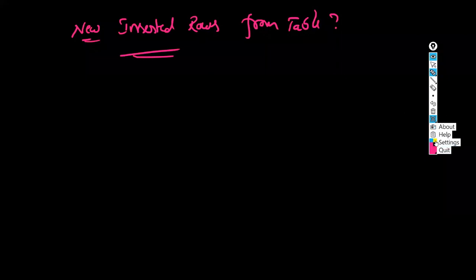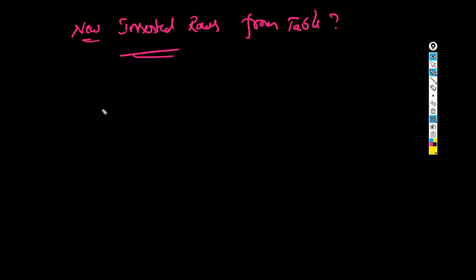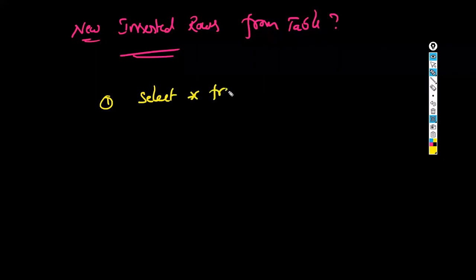Tell me, any ideas? First try it. How can we identify that this row is newly inserted and this one is the old one? First, I can run a command like select star from EMP, and it will display all the data, right?